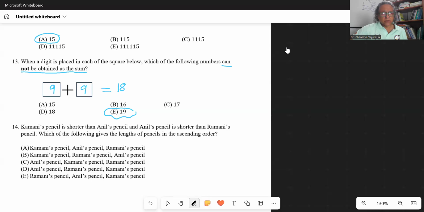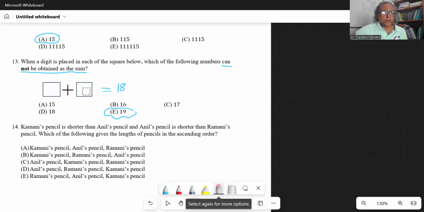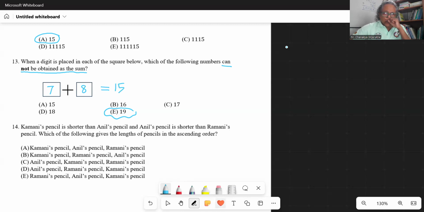Now, as a curious mind, you need to figure out how that can happen. So let's see, 15. We can get 15 with 7 plus 8. And what about 16? We can put 8 here, and it doesn't matter, we can put two 8s. And then 17, we can put 9 here, and that's of course 17.